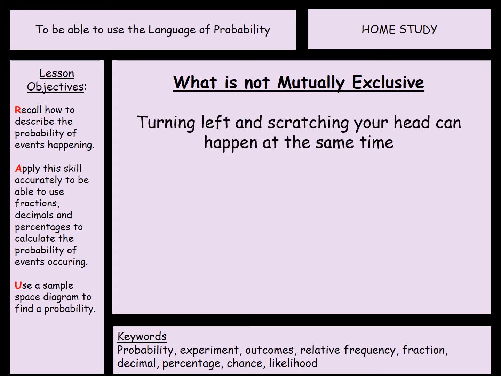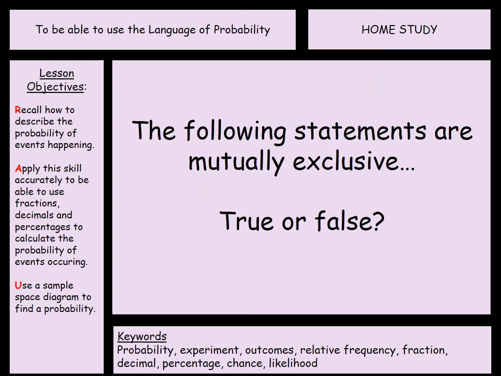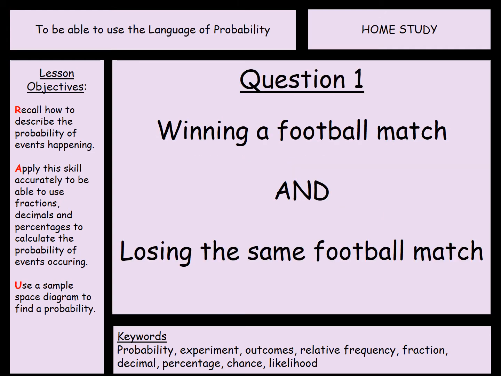Not being mutually exclusive, things like turning left and scratching your head, they can happen at the same time. So they are not mutually exclusive. Similarly, you can have kings and hearts from a deck of cards because you can have the king of hearts. It can happen together. We're going to have a quick go at true or false. So I'm going to show you some questions and you're going to decide if you think it is mutually exclusive, true, or if it's not mutually exclusive, false.